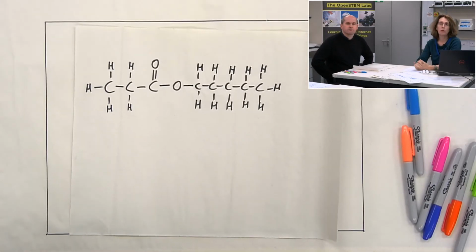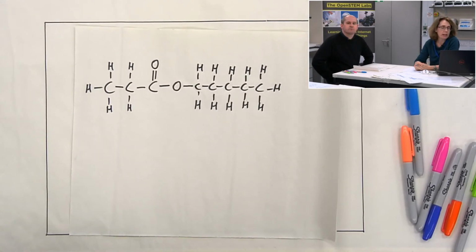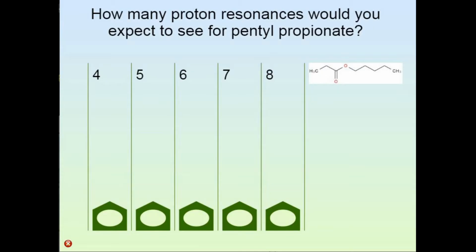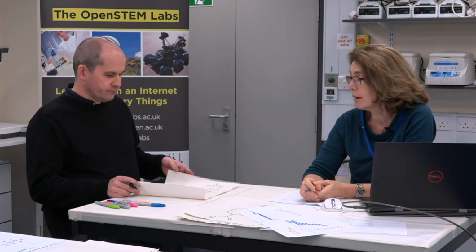Okay, right. So this is where we're now going to refer you to the next widget. Widget number 3: we would like you to identify the number of proton resonances that you would expect to see for pentyl propanoate. So have a go answering that question, thinking about the different environments that you will have for the protons within that molecule. And while you're thinking about that, we are going to look at the carbon-13 NMR spectrum of pentyl propanoate. Let me just get that.